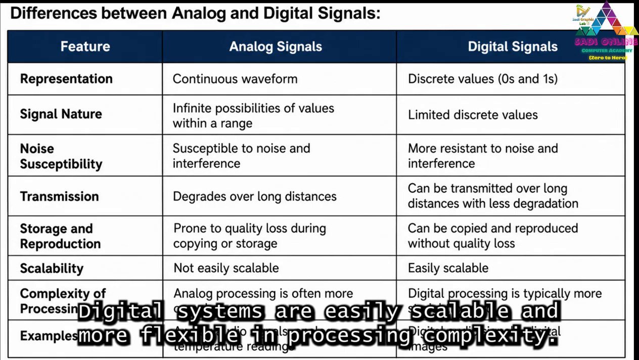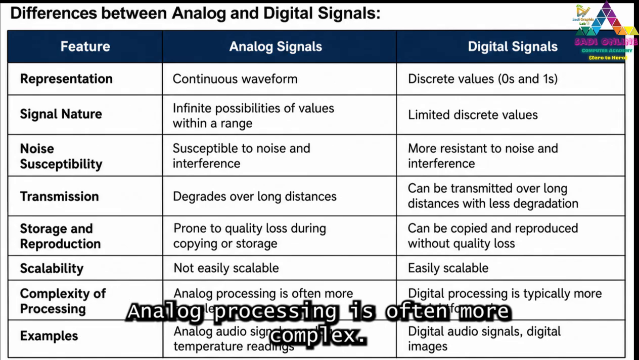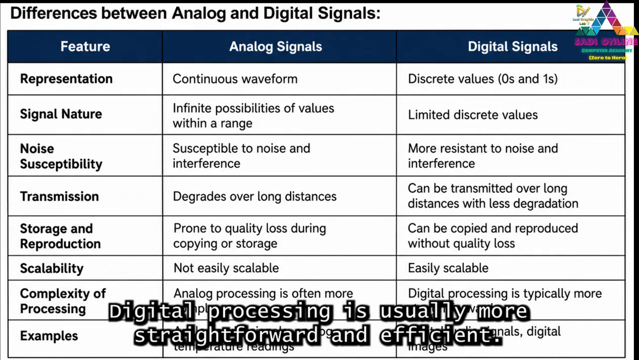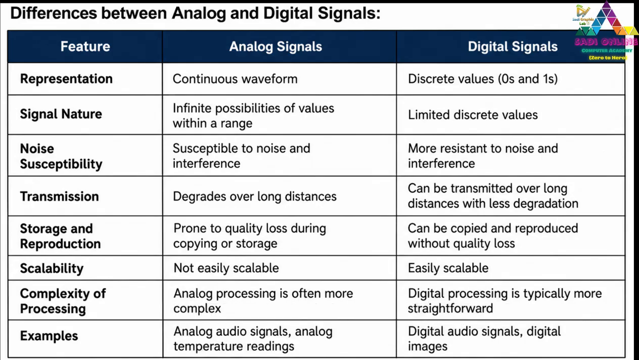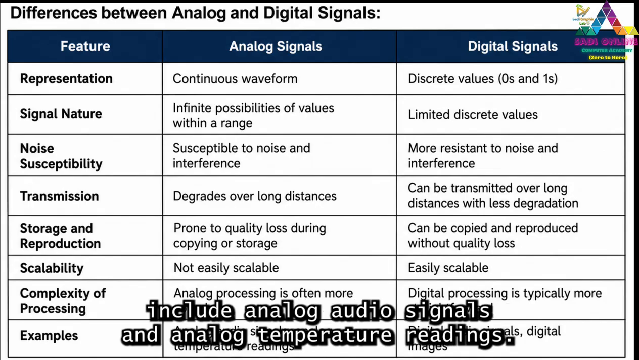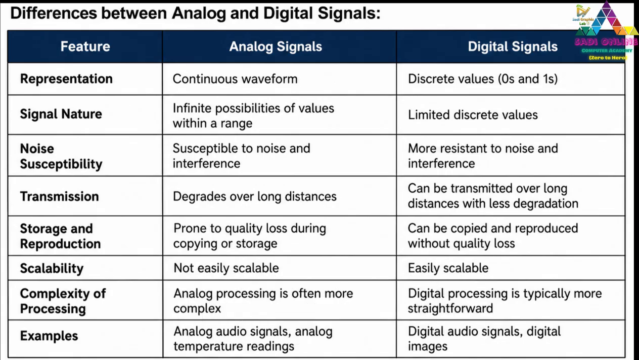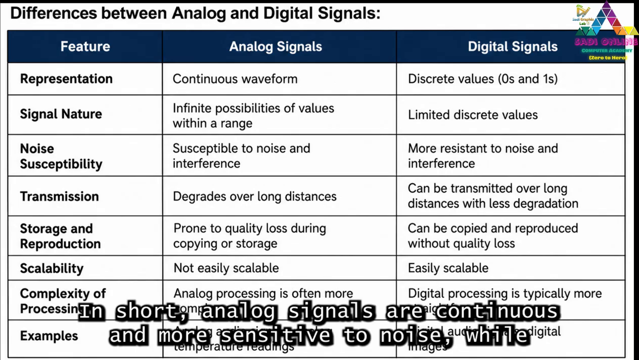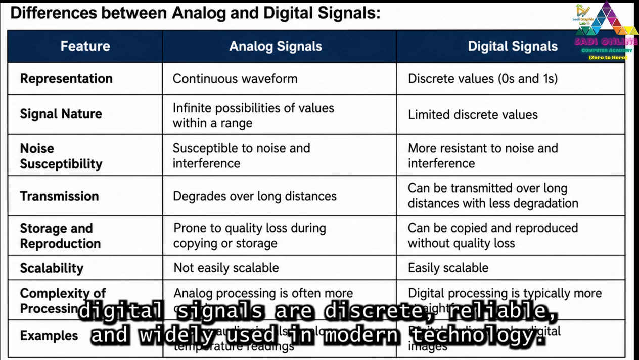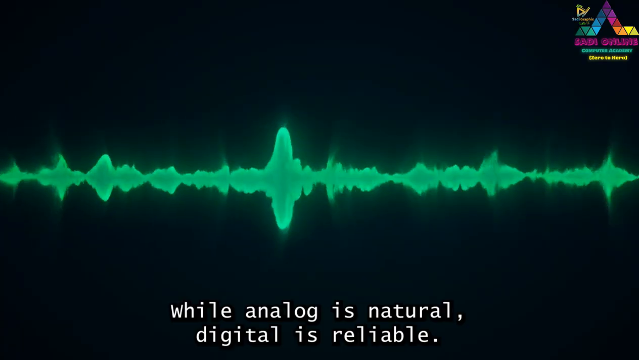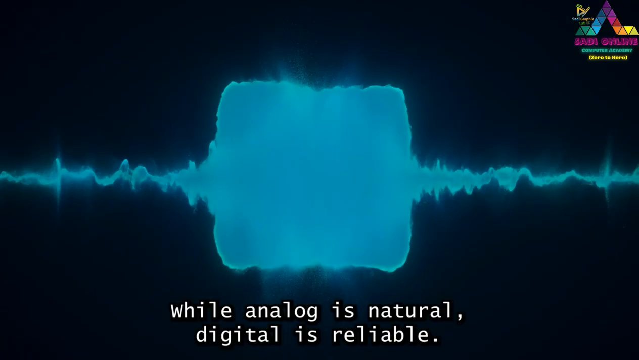In processing complexity, analog processing is often more complex. Digital processing is usually more straightforward and efficient. Examples of analog signals include analog audio signals and analog temperature readings. Examples of digital signals include digital audio signals and digital images. In short, analog signals are continuous and more sensitive to noise, while digital signals are discrete, reliable, and widely used in modern technology. While analog is natural, digital is reliable.